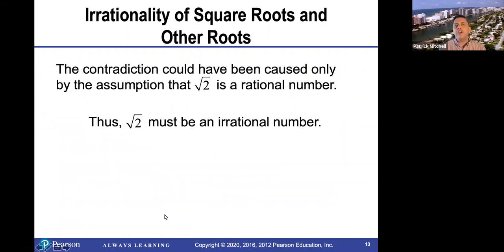And the contradiction could have only been caused by the assumption that the square root of 2 is a rational number, that it could be written as a fraction a over b. All right, so because of that contradiction, that must mean that the square root of 2 is an irrational number. Okay. Now, if that seems a little confusing, it's perfectly natural, all right? Something that you may have to think about for a little bit.